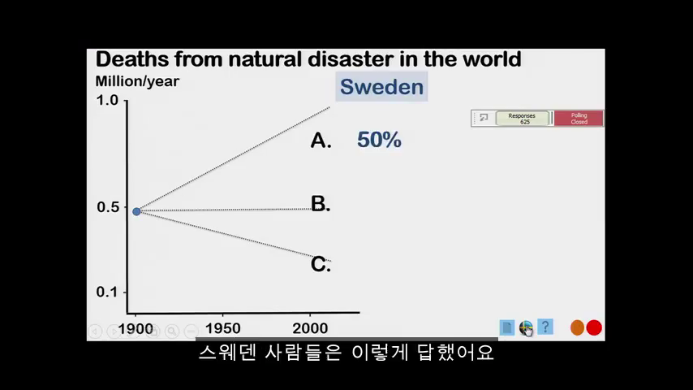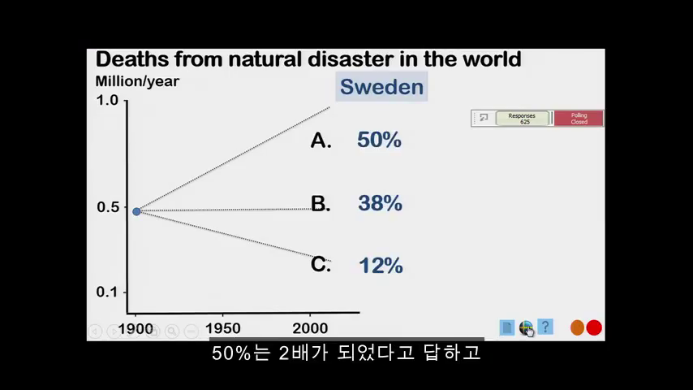And then, how did that change? We asked, Gapminder asked the public in Sweden. This is how they answered. The Swedish public answered like this. 50% thought it had doubled, 38% said it's more or less the same, 12% said it had halved.